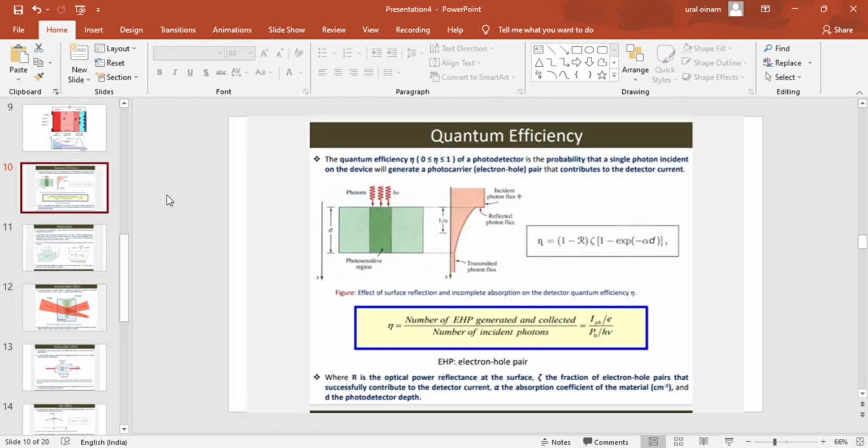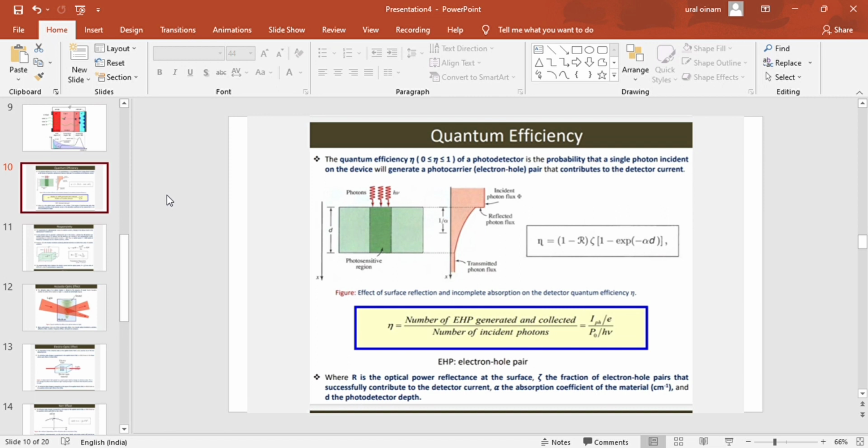Now let's get into quantum efficiency. So what is quantum efficiency? When we take a material and a photon hits on the material, what is the probability that an electron hole pair will be generated? That is, when a photon hits on it. So this probability is also known as the quantum efficiency.